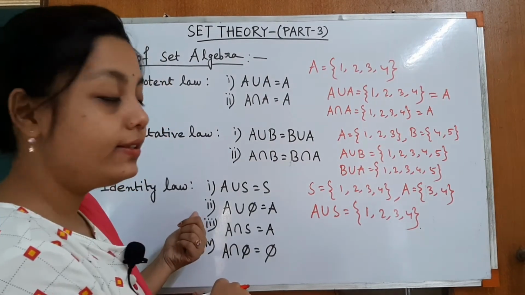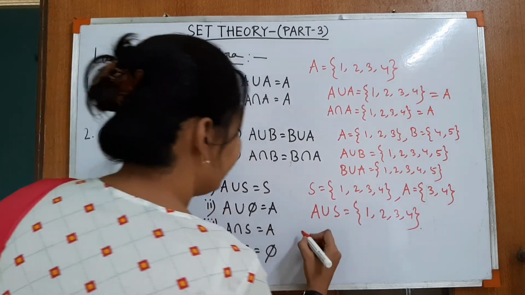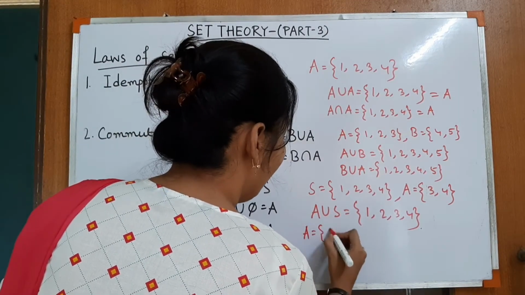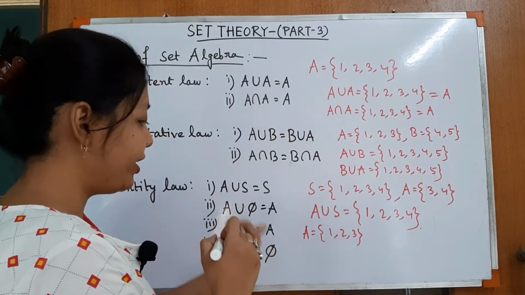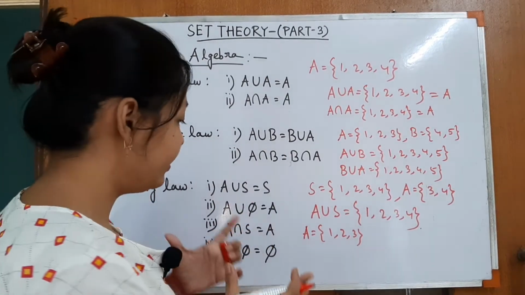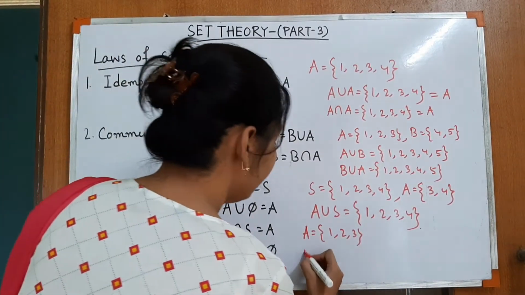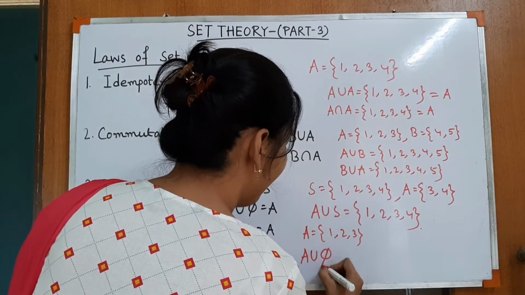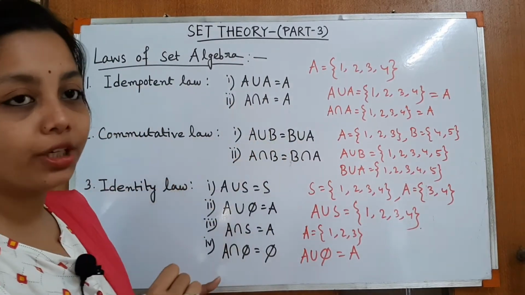Our next law is A union phi equals A. That is, if we take a set A equal to {1, 2, 3}, and here phi is called the null set or void set, that is, a set which does not contain any element, then A union phi always gives A. Okay, please note down this portion.